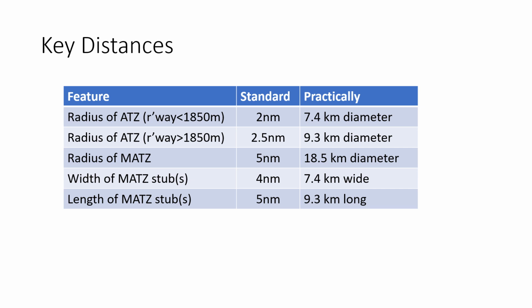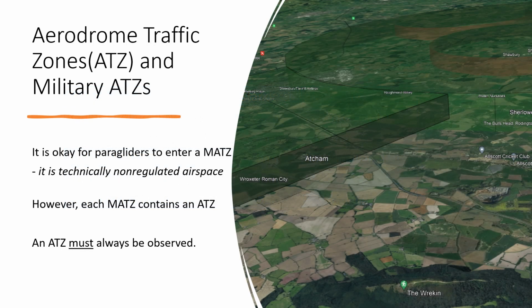Here is a summary table of the various dimensions. They can be a pretty big obstacle for any cross-country flight. However, it is only the ATZ in which we're not allowed to enter. We are actually allowed to enter the MATZ that surrounds the ATZ. However, you need to be very careful and think about the likelihood of disrupting military traffic.